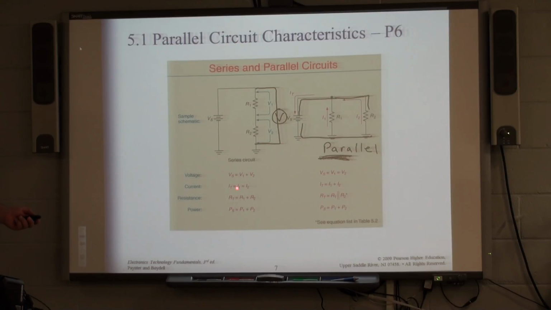Current, IT, is the same anywhere in the series circuit. I can break that circuit anywhere I wanted to and put in a current meter, and we're going to measure the exact current anywhere in that circuit. Over here, we've got to take the current through branch 1 and add it to the current through branch 2 to get total current.